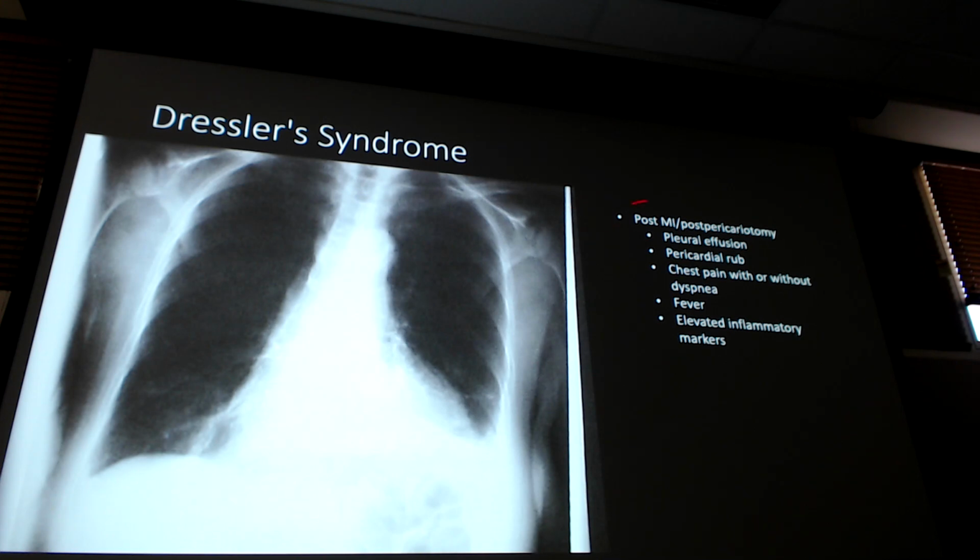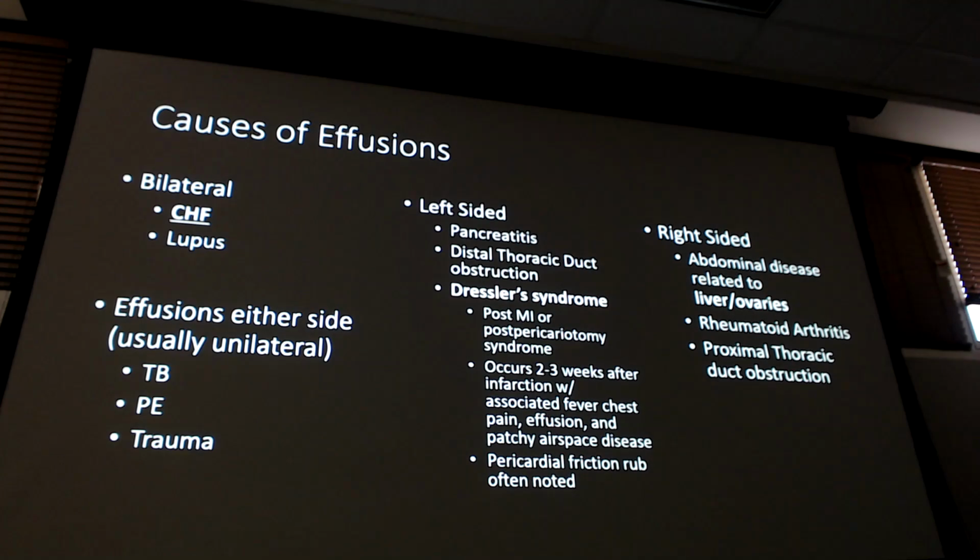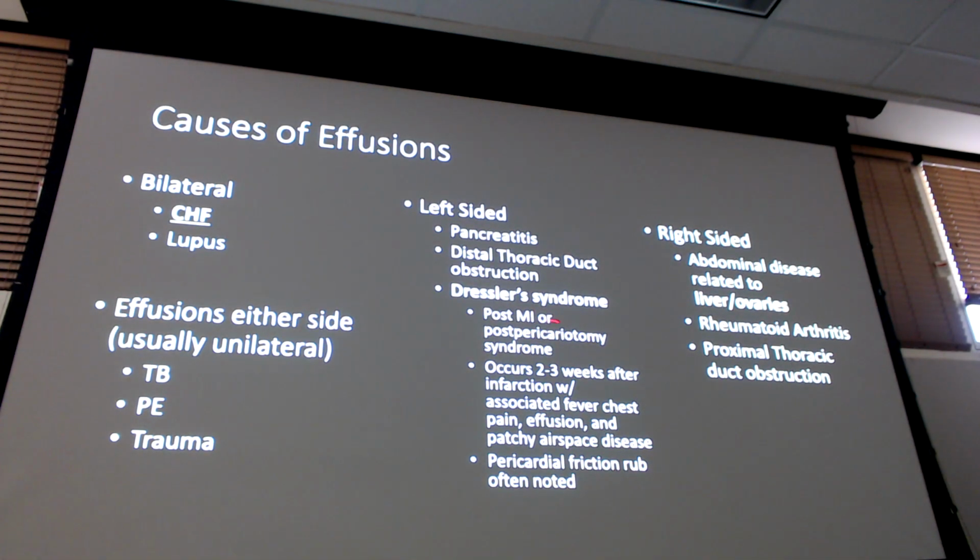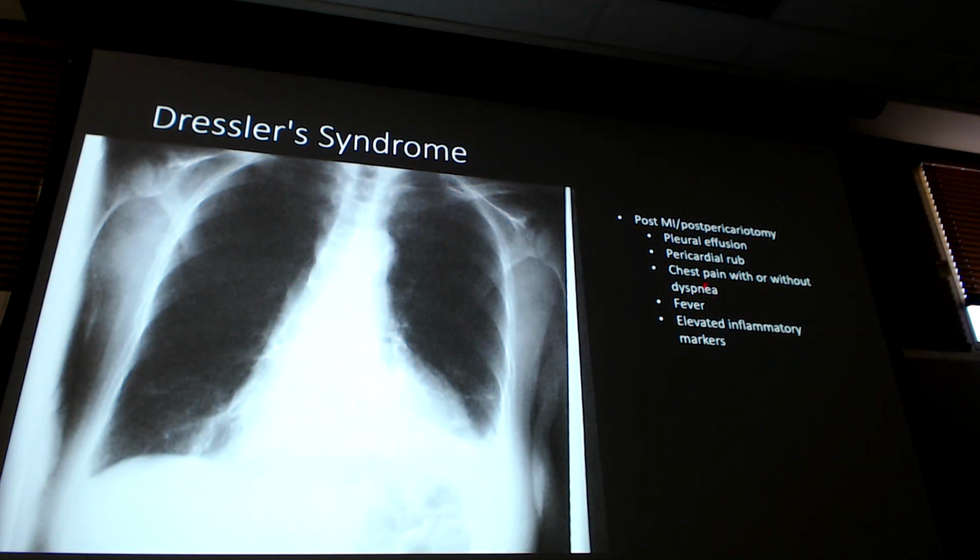Gotta have this first part. Gotta have the post-MI or the post-pericardiotomy. It's not cardiotomy, it's pericardiotomy, sorry. Pericardiotomy syndrome. Fix that. But then with pleural effusion and either the rub or the fever. It's gotta be post-MI. Can't have Dressler syndrome if you're not post-MI.